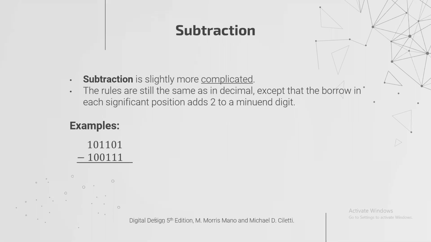Subtraction is more complicated. The rule is still the same as decimal, except for borrowing. In decimal systems you borrow 10 for a digit, but here in binary, you borrow 2 in each significant position. Let's solve the example. So we have 1 subtracted from 1, which is 0.